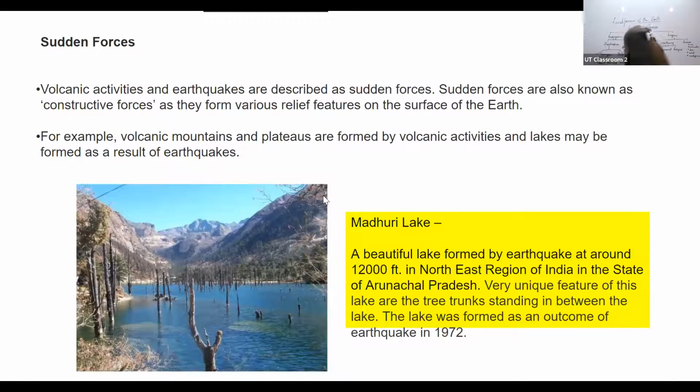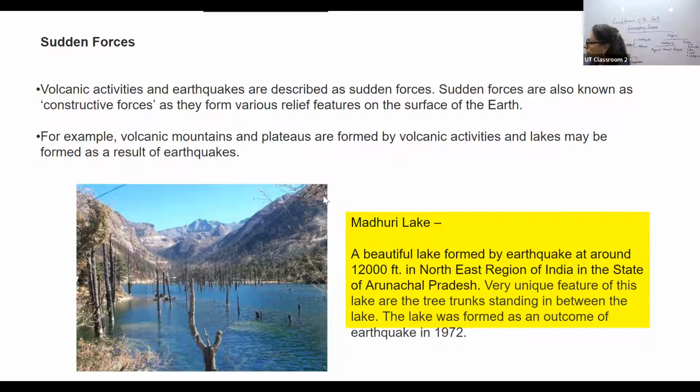Now, sudden forces. Earthquake, volcano. Volcanic activities and earthquakes are defined as sudden forces because they happen all of a sudden. Sudden forces are also known as constructive forces. That's an important point, so we write it. Why? As they form various relief features on the surface of the earth.